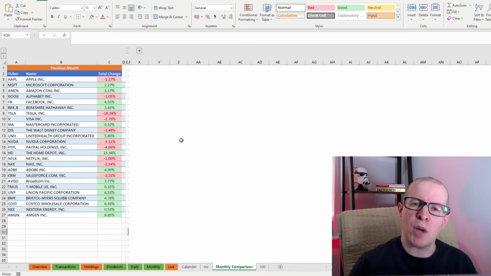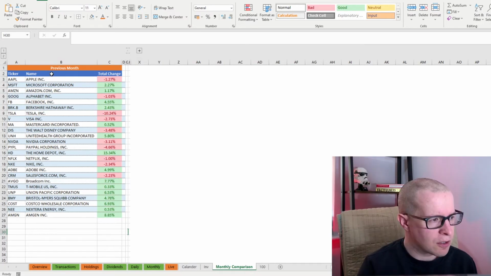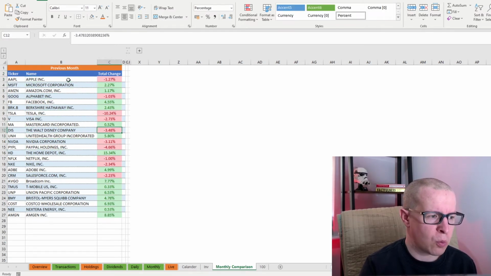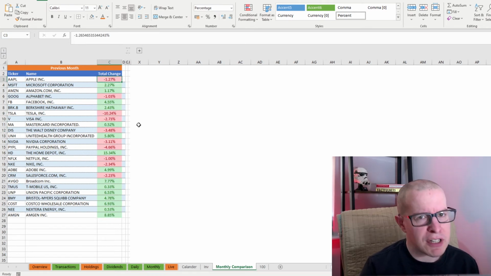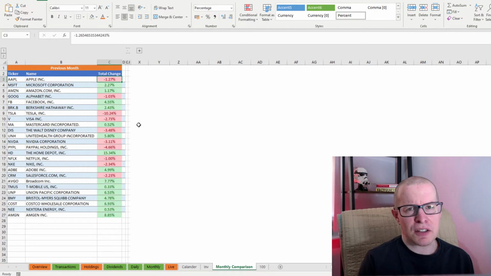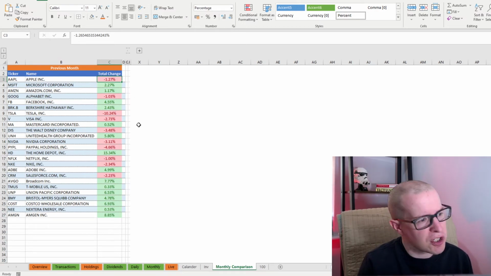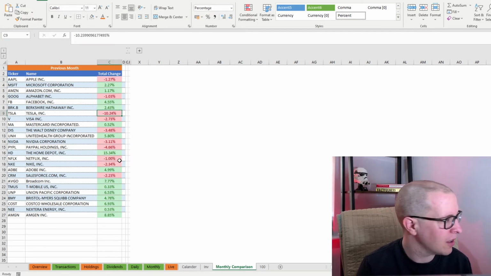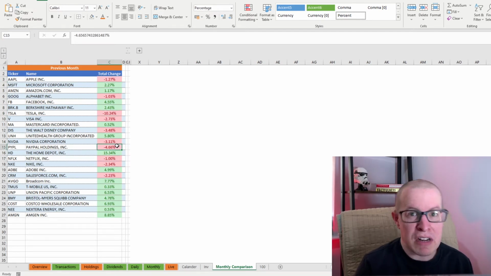So this tab is my monthly overview tab. This first section is all the companies I have investments in. It also shows where they ended up at the end of last month. On average for this month, I was up 1.63%, although I did have some rather big downs on a couple of shares, such as Tesla with its massive 10.24% loss, or PayPal with the more reasonable loss of 4.66%.